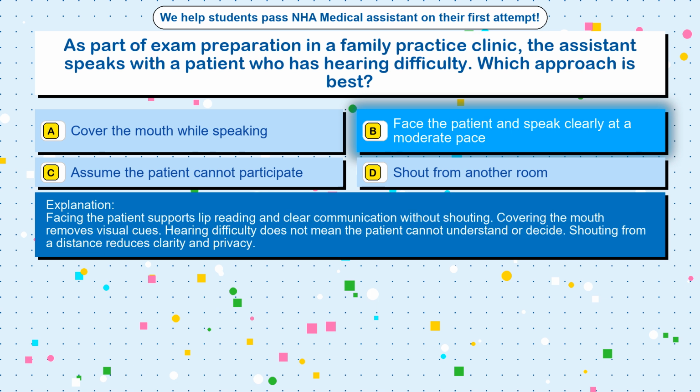Facing the patient supports lip reading and clear communication without shouting. Covering the mouth removes visual cues. Hearing difficulty does not mean the patient cannot understand or decide. Shouting from a distance reduces clarity and privacy.